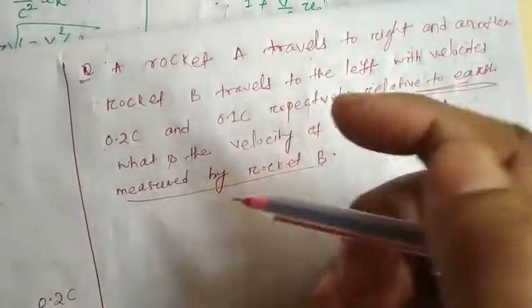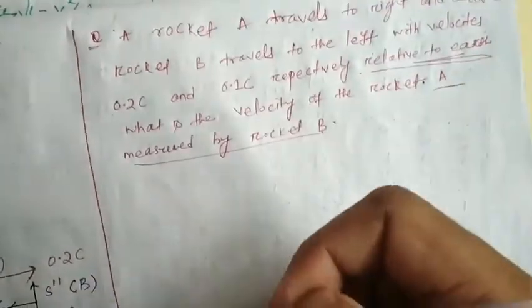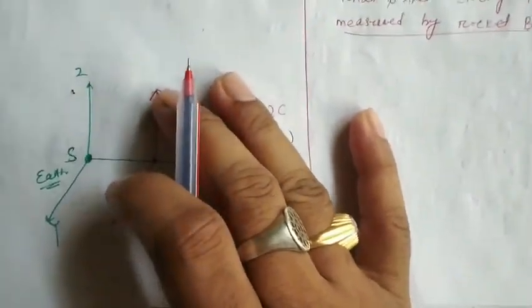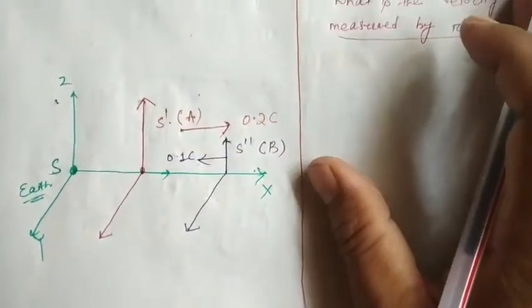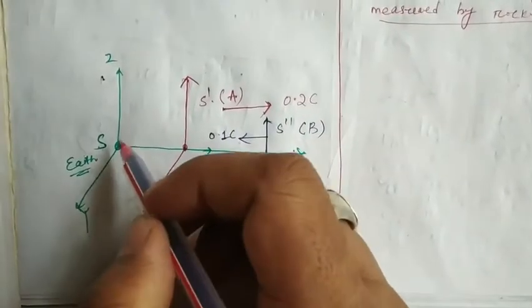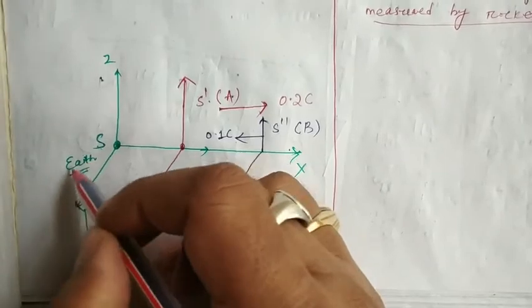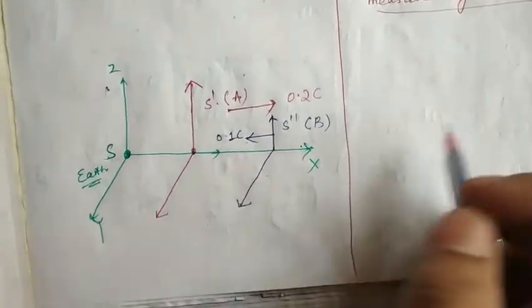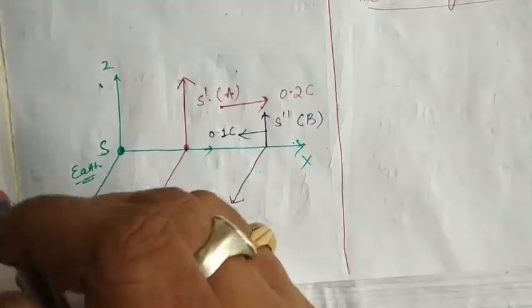So I suggest that first you write this question perfectly with the red pen. Then you have to write the answer in the note. Okay, so what is the question that has been given? First we have to consider the earth frame of reference as S. S is the earth frame of reference. Whatever I drew in green pen, that is your X, Y and Z.